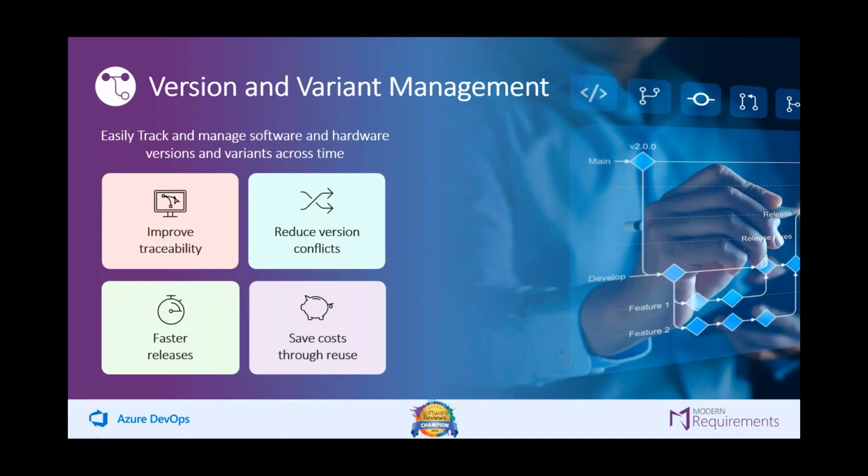Variant management in requirements engineering is essential for handling diverse product versions efficiently. It ensures clear specification of variant-specific requirements, maintains consistency, supports customization, and enables effective change and risk management. By reducing redundancy, ensuring compliance, and promoting traceability, it accelerates time to market, optimizes resources, and enhances the overall product quality.